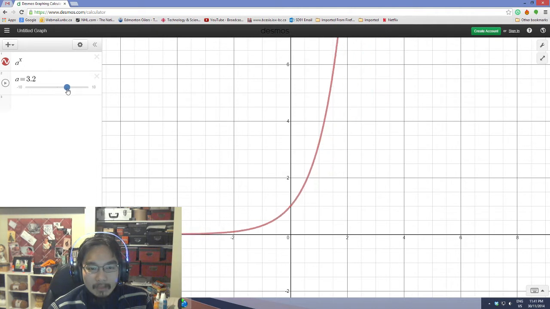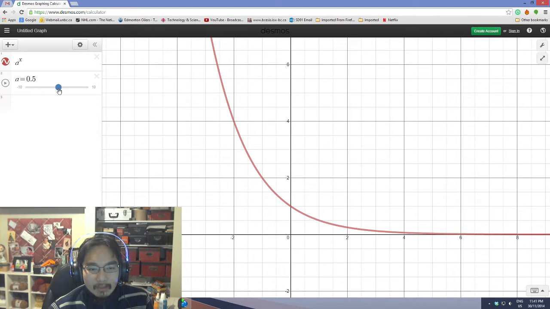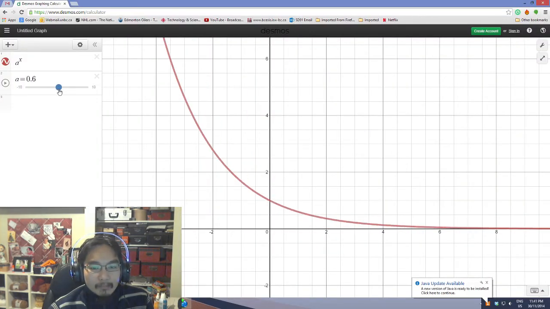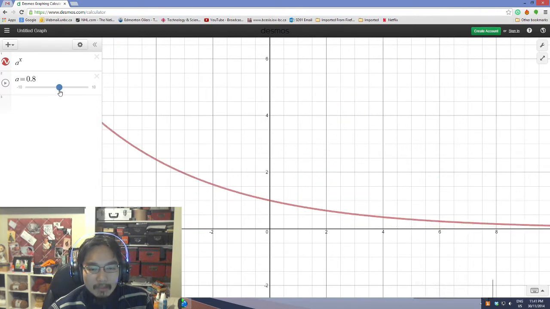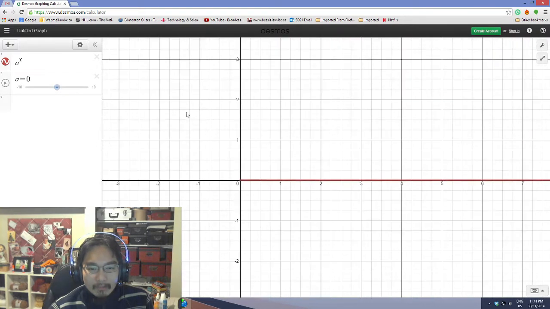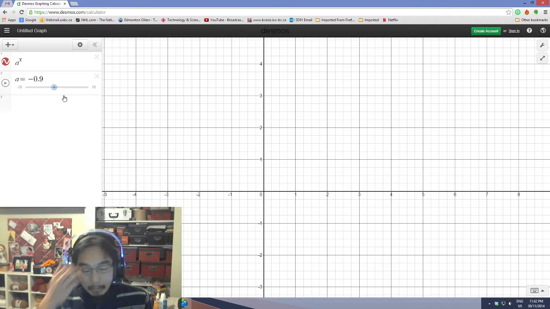It increases quite sharply. And if I go between 0 and 1, I get a reverse of that. So greater than 1 goes up to the left, less than 1 but greater than 0 goes down to the right. And if I go below 0, this is what happens. At 0, it's just 0, because 0 to any power is 0. Anything less than 0, and the graph stops existing. I won't get into too much detail as to why that is. One of your assignment questions will deal with that.